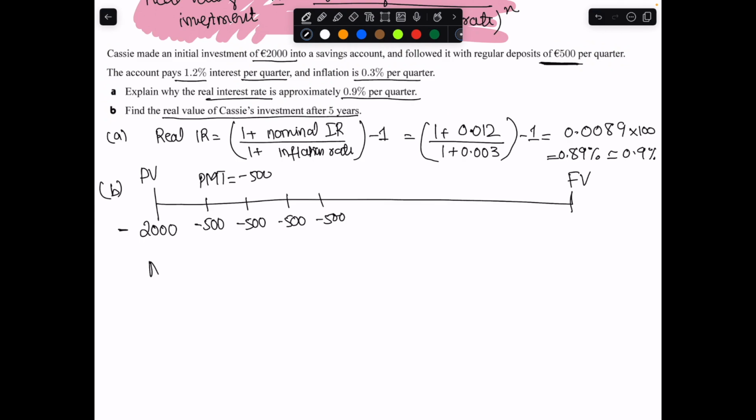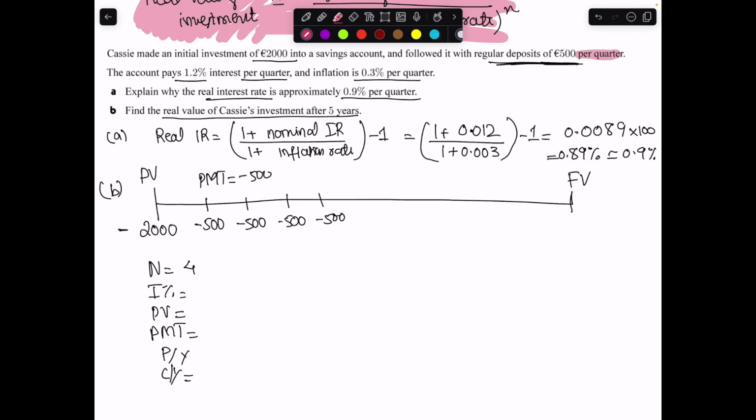Now let's see, we have N, we have I percentage, we have present value, we have PMT, we have P over Y, and C over Y. Now N in this case, this is really important. We know it's going to be 5 years, but what she's doing is regular deposits per quarter. So we know there are 4 quarters in 1 year, and this is really important.